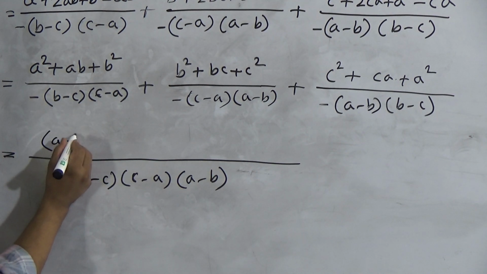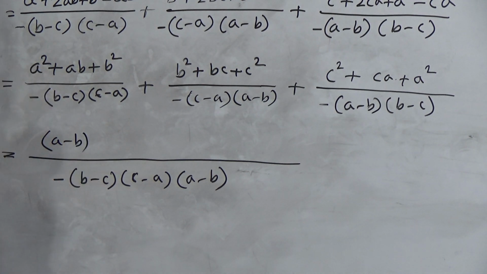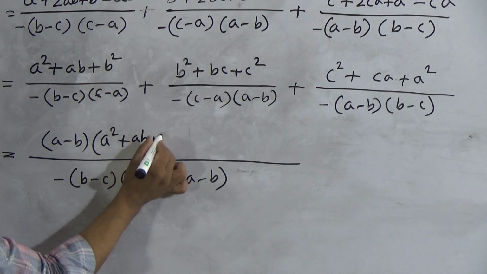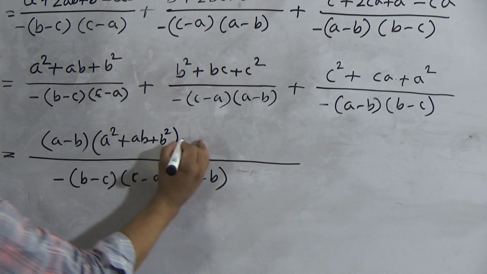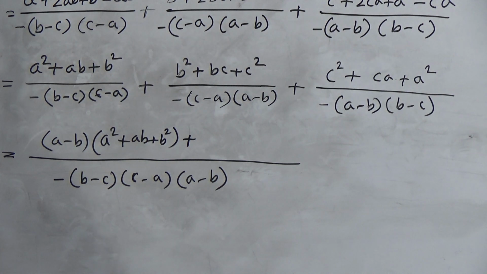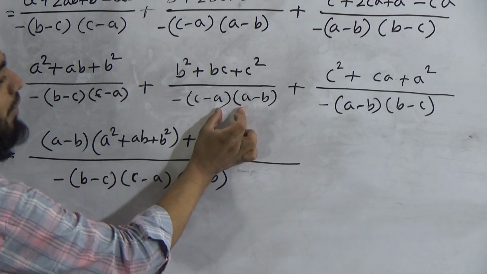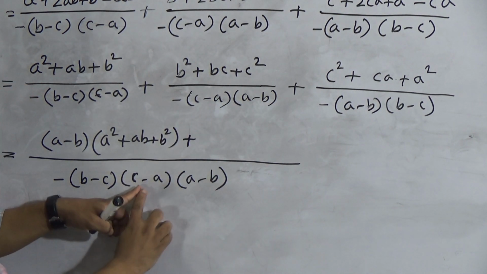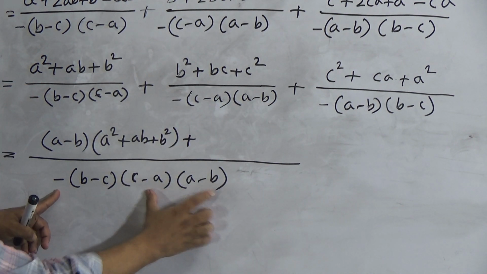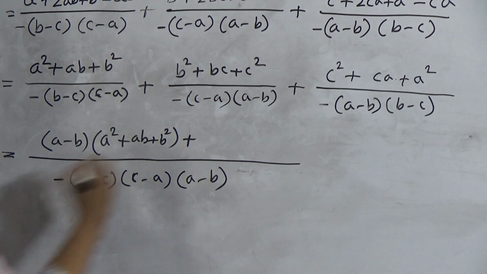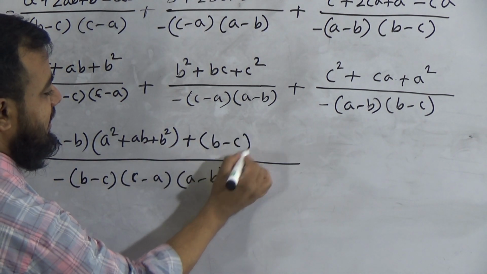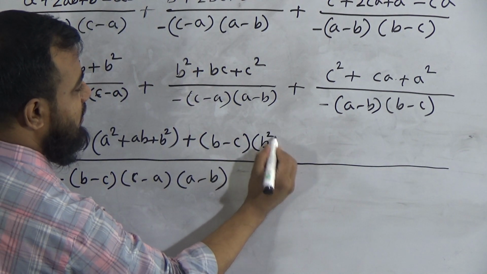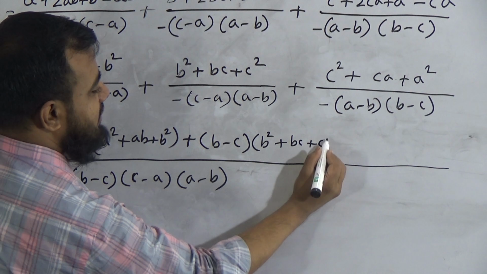So A minus B is multiplied with the numerator. It's A square plus AB plus B square. Like this, for the second term, we should divide this LCM by the denominator of the second term. Okay, we will cut down C minus A and A minus B and the minus sign. So only B minus C remains here, and B minus C will be multiplied with the numerator. It's B square plus BC plus C square.